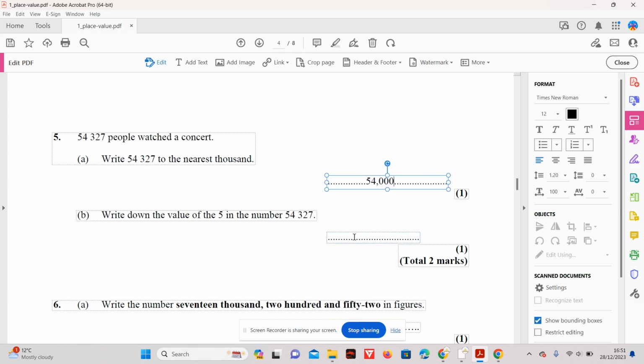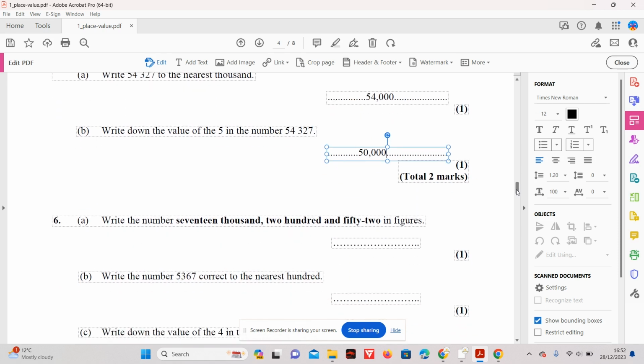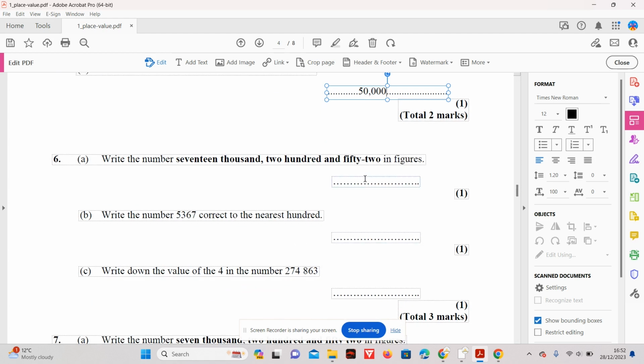Next question is asking what the value of the 5 is. So if we say the number 54,327, the best way to look at it is we already know the 4 is 4,000, and then when we're saying the 5, we're saying 50, and because it's in the 10,000s column, we write that as 50,000, just like that, and that's another 2 marks. Job done. So we're just coming towards the halfway point, I think, through the question.